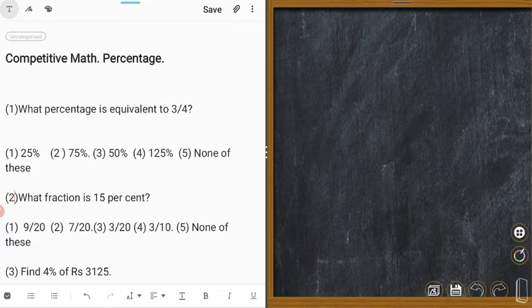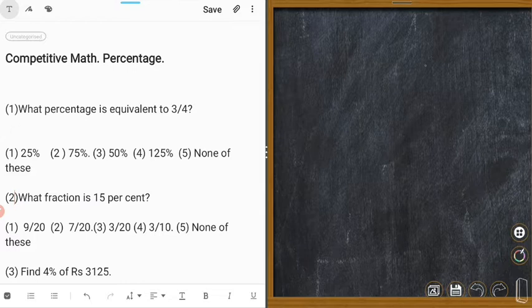Today we shall do some mathematics, arithmetic. That is on percentage. So here is a question. The first question is: what percentage is equivalent? Equivalent means saman. What percentage is equivalent to 3/4?